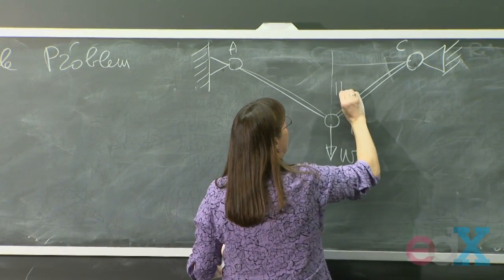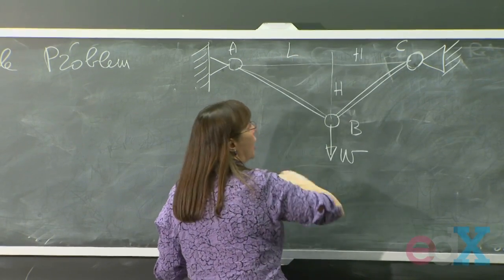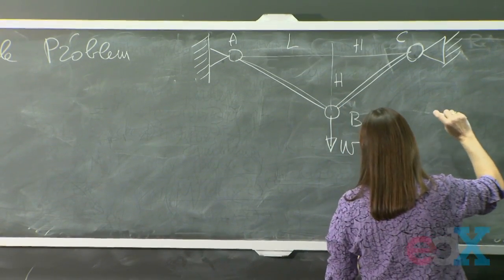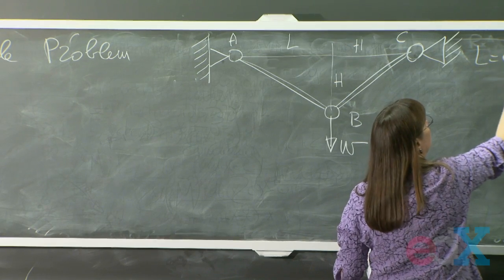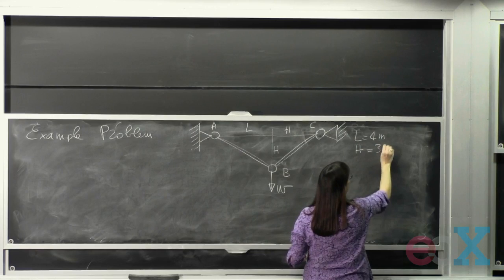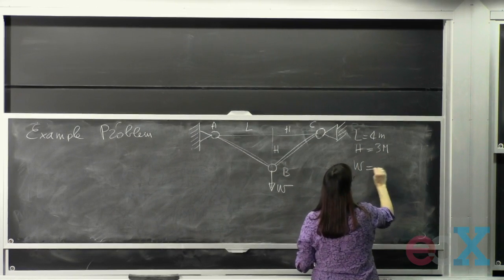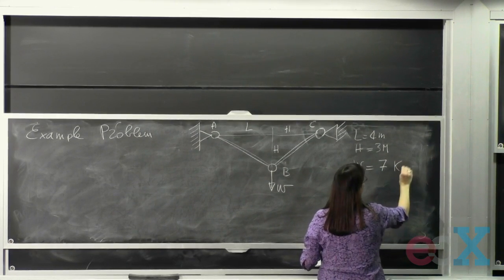Let's say that this is H, this is H, and this is L. And I'm giving you L equal to 4 meters. I'm giving you H equal to 3 meters. And I'm giving you the load, W equal to 7 kilonewtons.